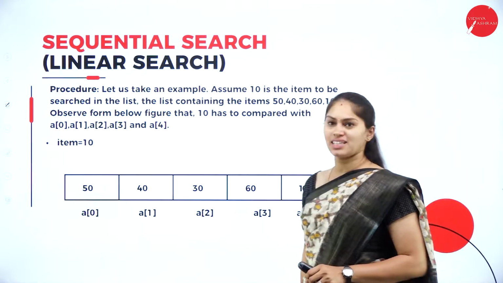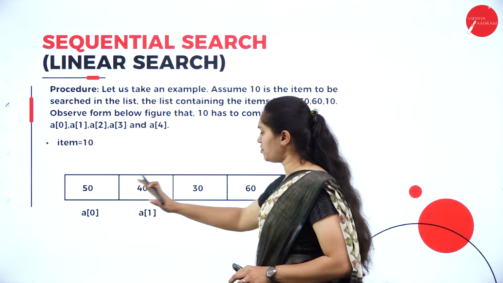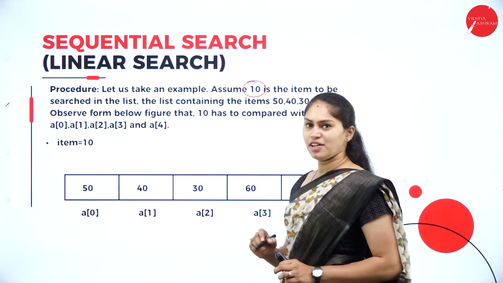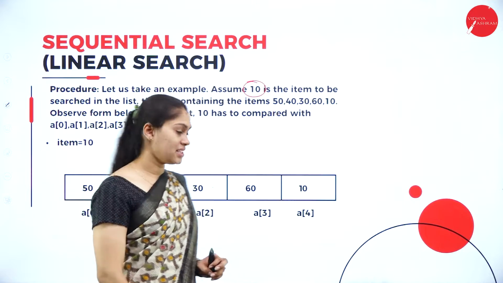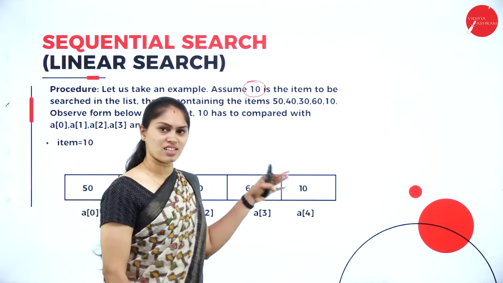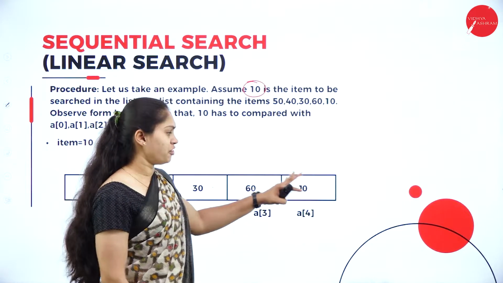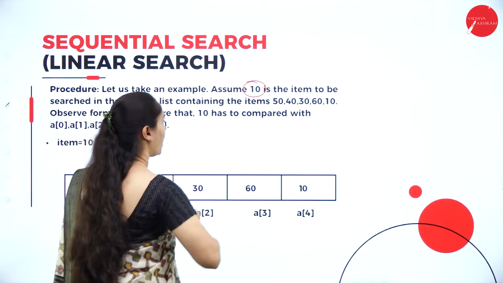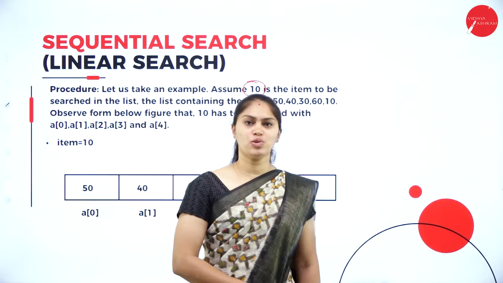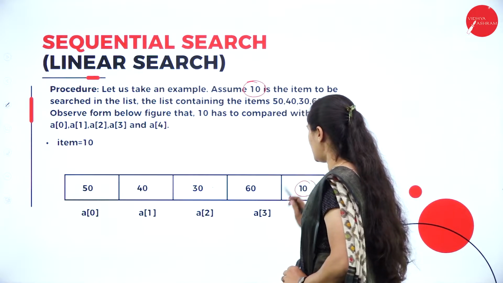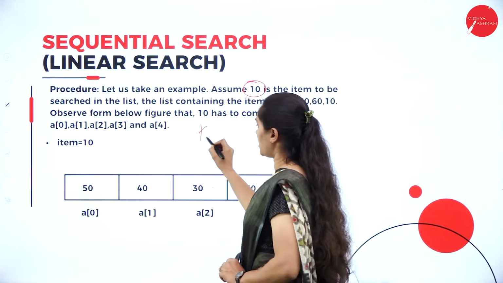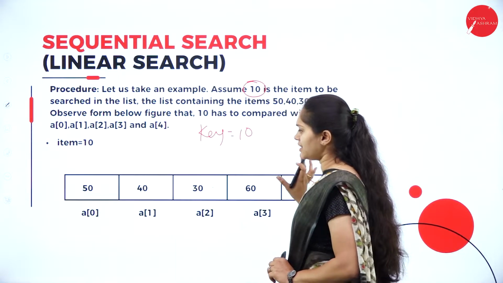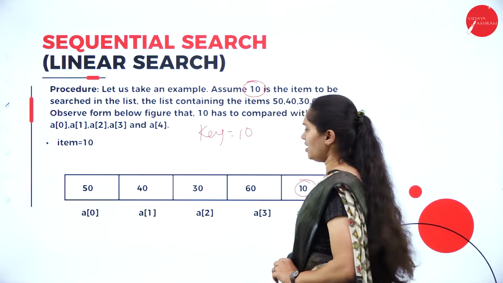Here you can see the example. I have 5 elements: 50, 40, 30, 60 and 10. Imagine I want to search for the element 10. Where is it now? You can see the position. It is in position 4, that is, the 5th element. So now what are we going to do? I consider this 10 as my key element. Let me consider key is 10 right now. Then I will make a comparison with all other elements from the first element to the last element.